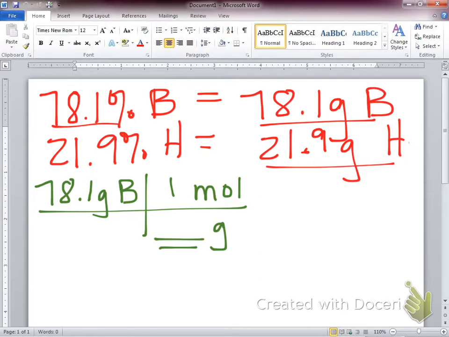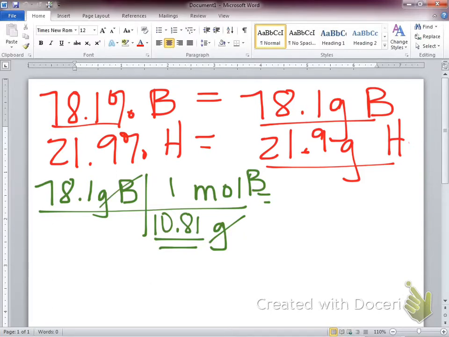So I'm sorry, you will need your periodic table out today. Someone tell me what the molar mass of boron is. 10.81. Boron is atomic number 5. So now we're going to stop right there because we have moles of boron, which is what we want. We're done with grams. So we multiply across the whole top, divide by the whole bottom.